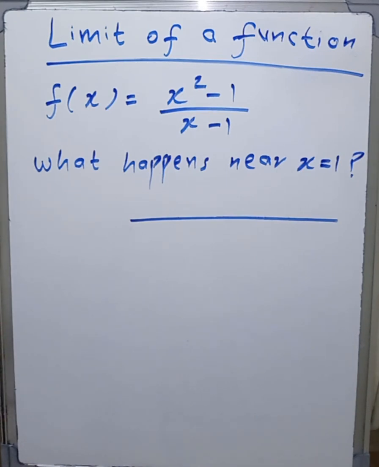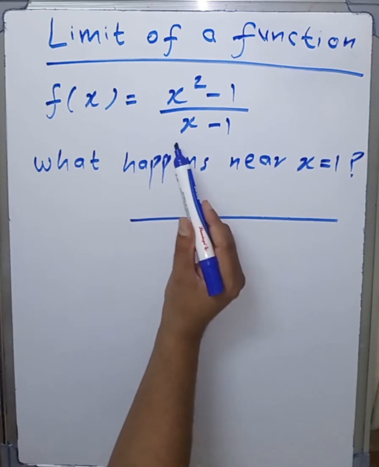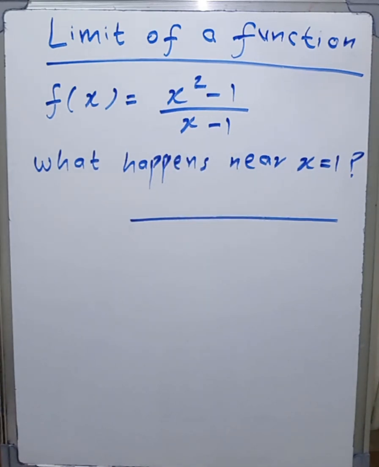In the previous video, we discussed the left hand limit. In this video, we will discuss the right hand limit. So we considered the function f(x) equals (x squared minus 1) over (x minus 1), and we saw that at x equal to 1 the function is not defined, and then we were checking what is happening near x equal to 1.